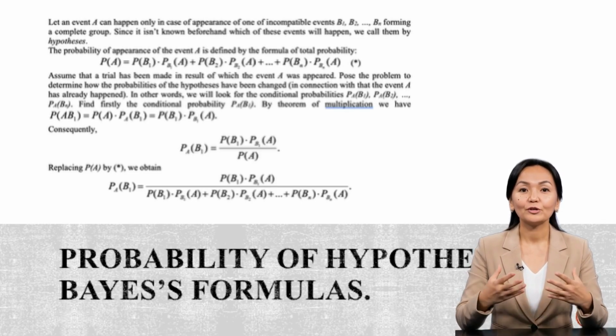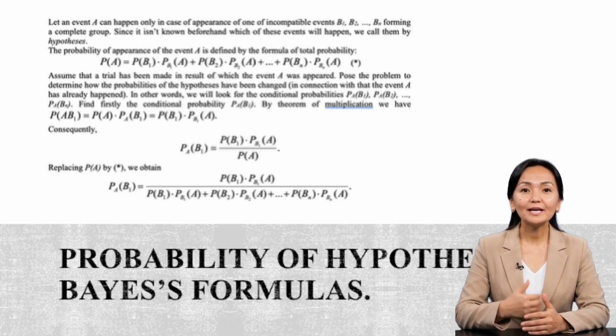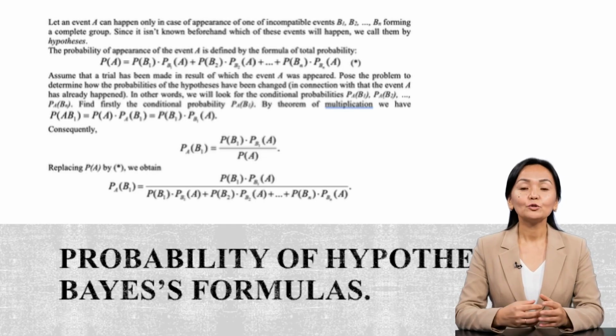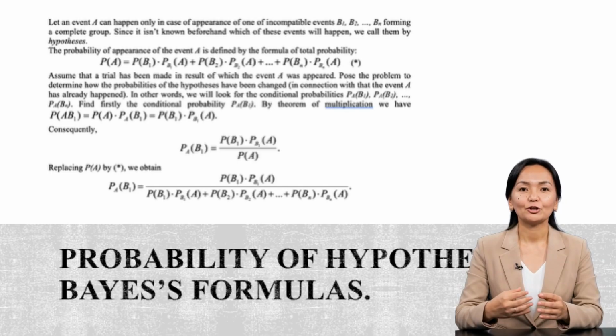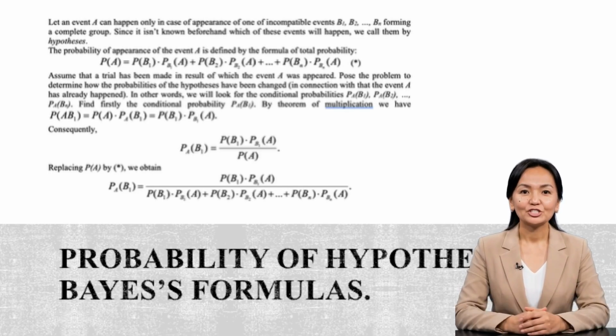The formula for the conditional probability of hypothesis B subscript i given that A has occurred is the probability of B subscript i times the conditional probability of A given B subscript i, divided by the total probability of A. This denominator is exactly the formula of total probability. Bayes' formulas are incredibly important because they provide a systematic way to revise probabilities in light of new evidence, which is the foundation of Bayesian statistics and many applications in science, medicine, and machine learning.